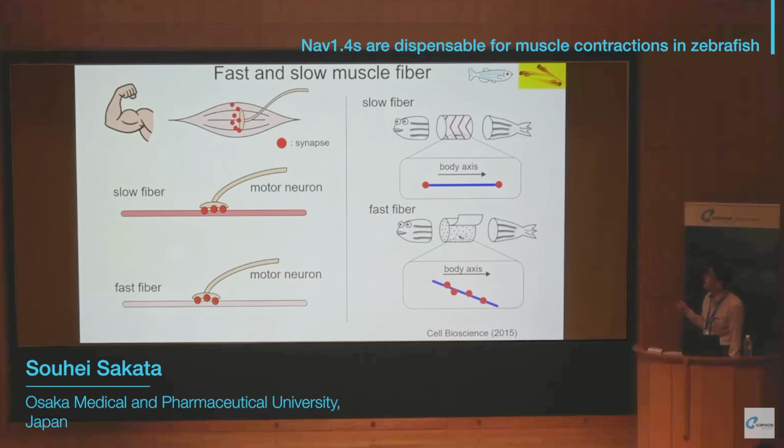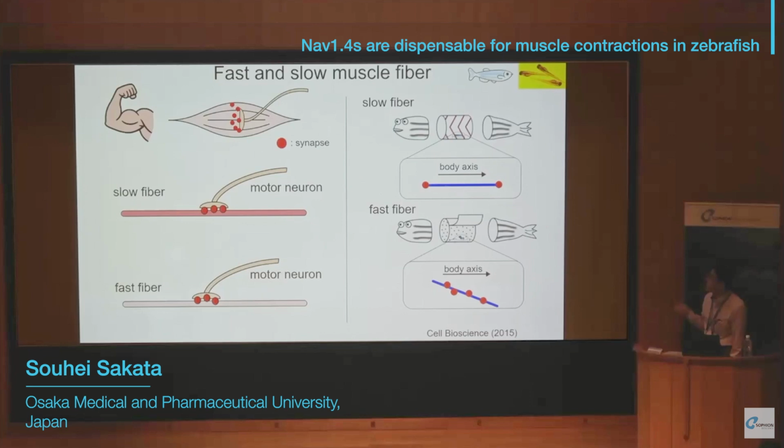Zebrafish are vertebrates as well as humans. So fish muscle appears to be the same as human muscle, but it is not always the case. Muscles are roughly divided into slow and fast fibers. The motor neuron innervates muscle, connecting at the center of the muscle tissue. That means the synapse of the motor neuron is located at the center of both slow and fast fibers in the human case. But zebrafish is not.